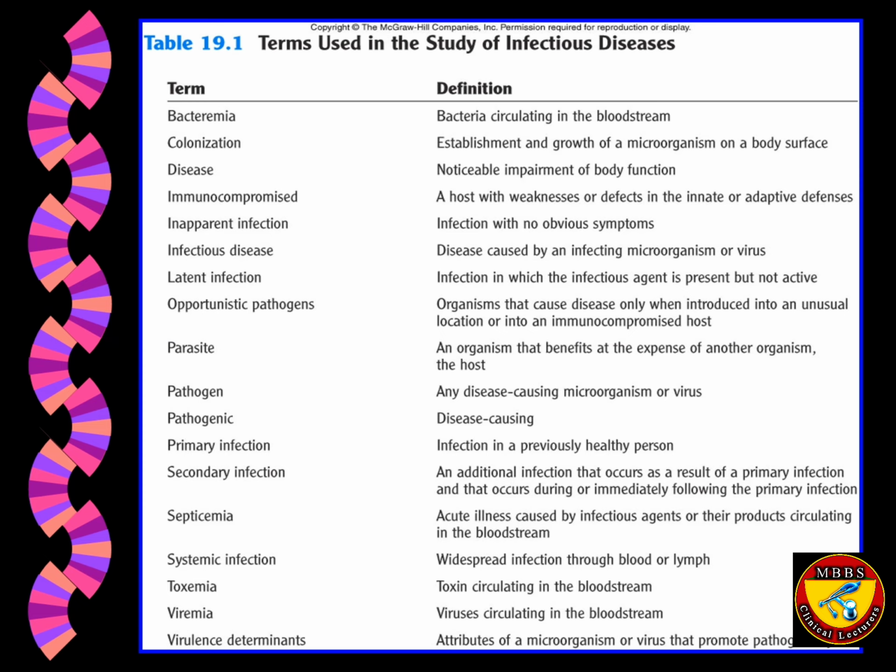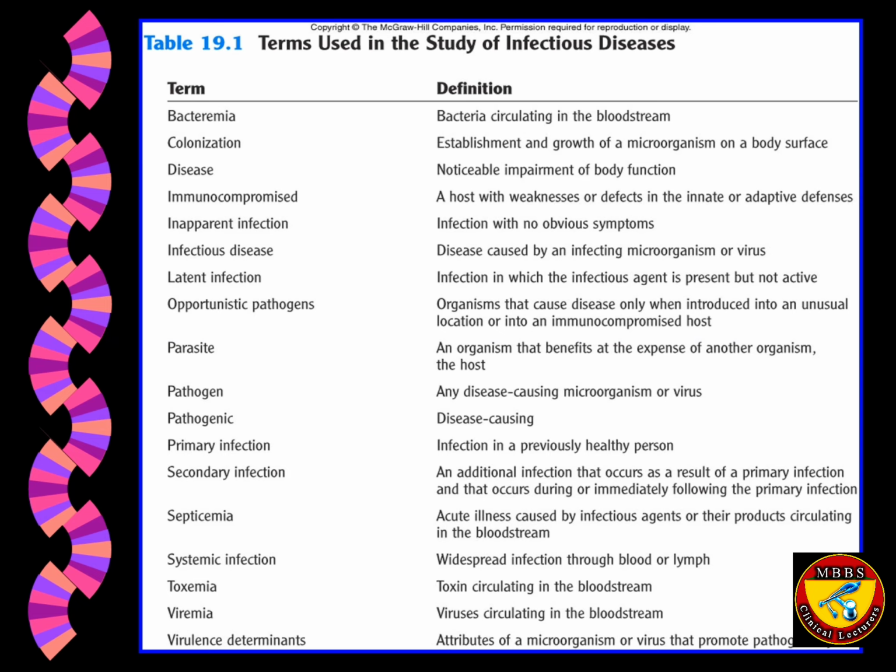And what is a parasite? Parasite is an organism that benefits at the expense of another organism. And what is a pathogen? Pathogen is any disease causing microorganism or virus. What is pathogenic? Pathogenic means disease causing. Secondary infection is an additional infection that occurs as a result of primary infection, that occurs during or immediately following the primary infection.